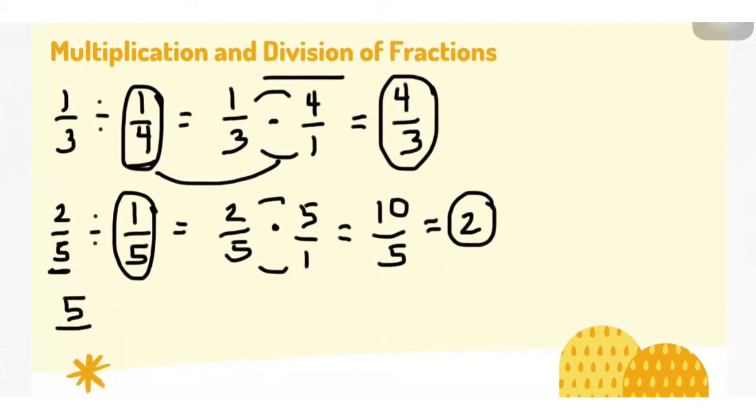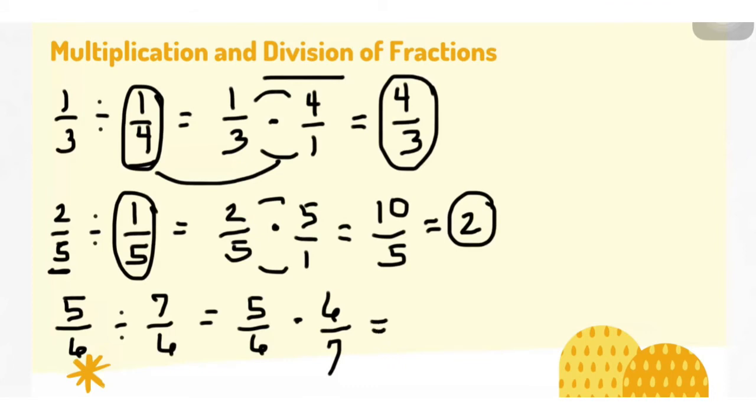5 over 6 divided by 7 over 6. Okay, so we have 5 over 6. Kopyahin natin. Then, magiging multiplication yung operation. Then, etong 7 over 6, magiging 6 over 7. Kunin natin yung reciprocal niya. Okay, then, multiply na tayo.